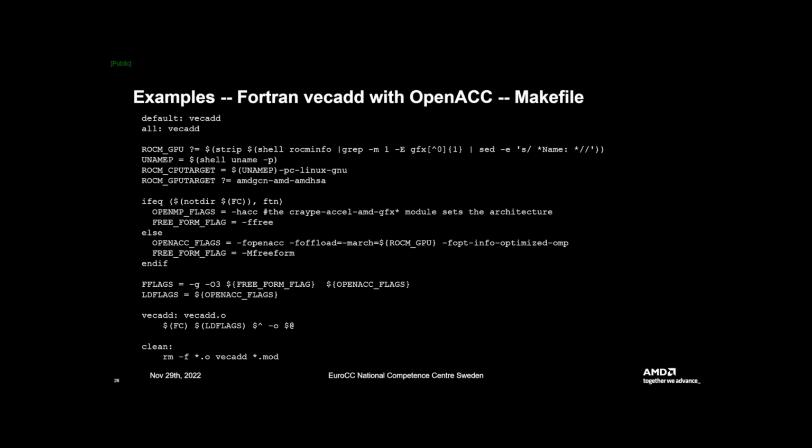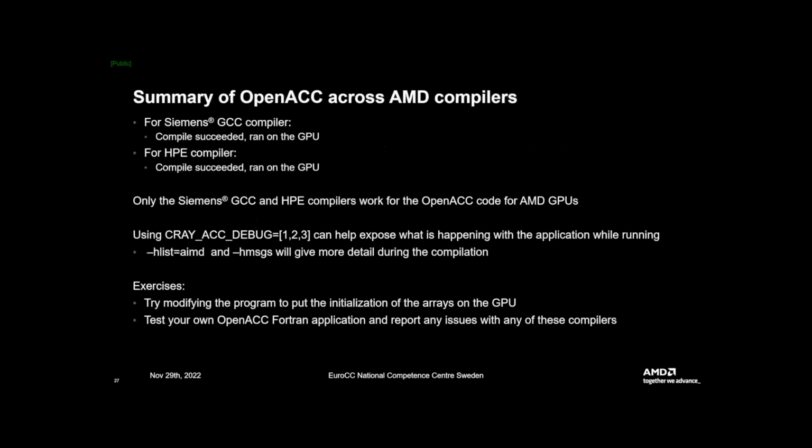So here's the makefile for that OpenACC version. You'll see that you use the -fopenacc flag, and the offload is a little bit more complex for the Siemens compiler. So we have two options with OpenACC. We can use Siemens or the HPE compiler. For Cray, there's a different debug flag. You may want to try to use this Cray ACC debug flag.